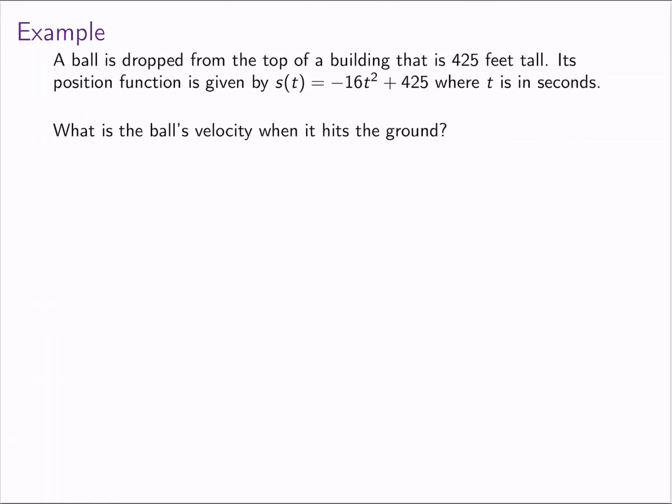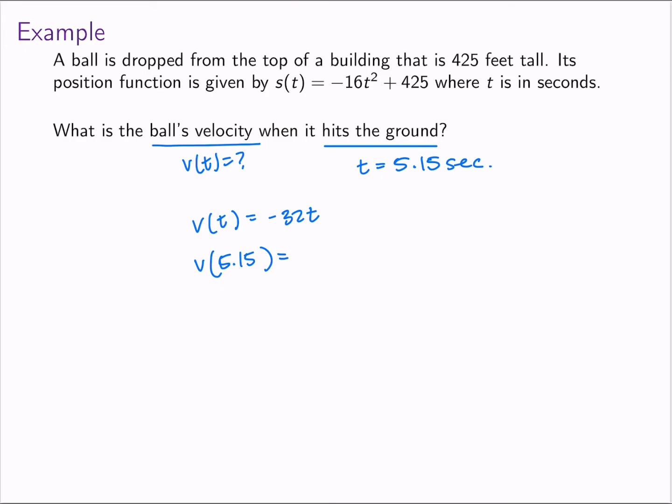All right. Our next question says, what is the ball's velocity when it hits the ground? So velocity, that means v of t equals what, when it hits the ground? Well, we just discovered that it hits the ground at a time of 5.15 seconds. So what I want to think about is what is velocity after 5.15 seconds? So remember our velocity function was negative 32t. So velocity at 5.15 seconds will be negative 32 times 5.15, which is negative 164.8 feet per second.